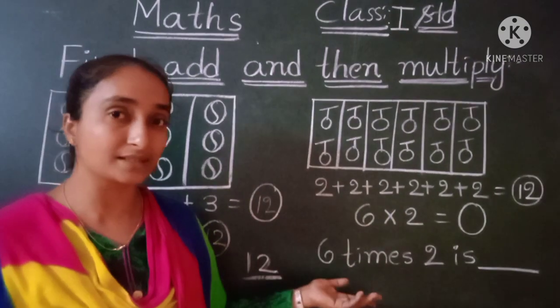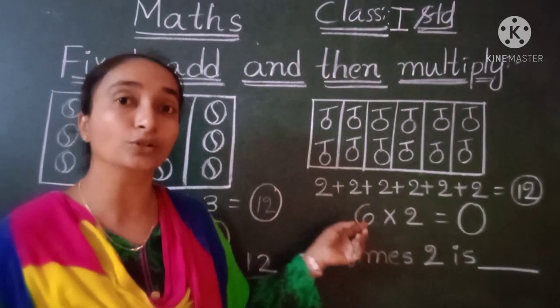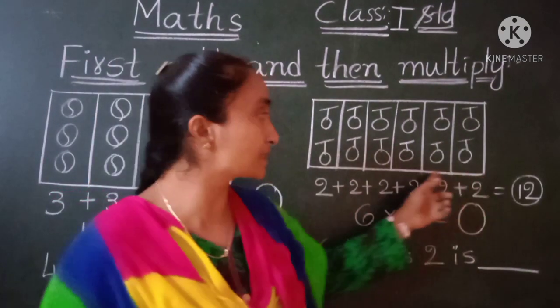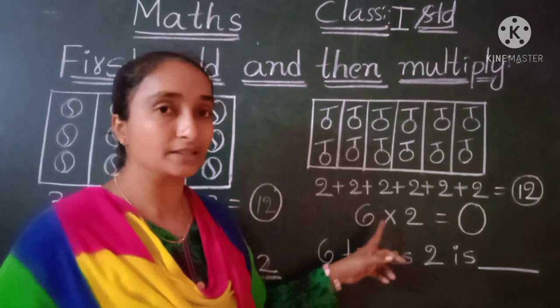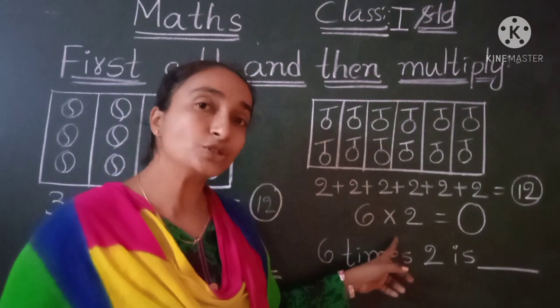Now the 6. Why have we written the 6 here? Groups. 6 groups are there. So 6 into, in each group, how many are there?